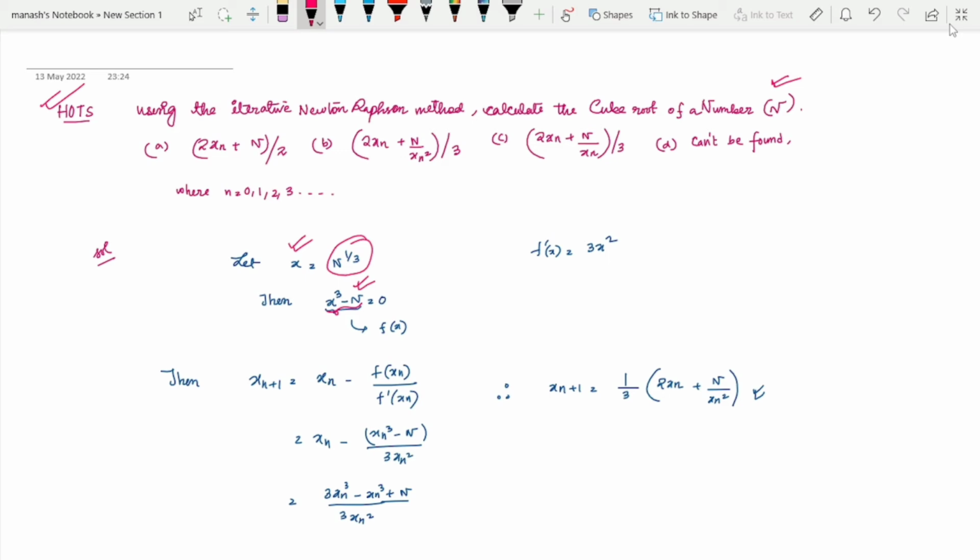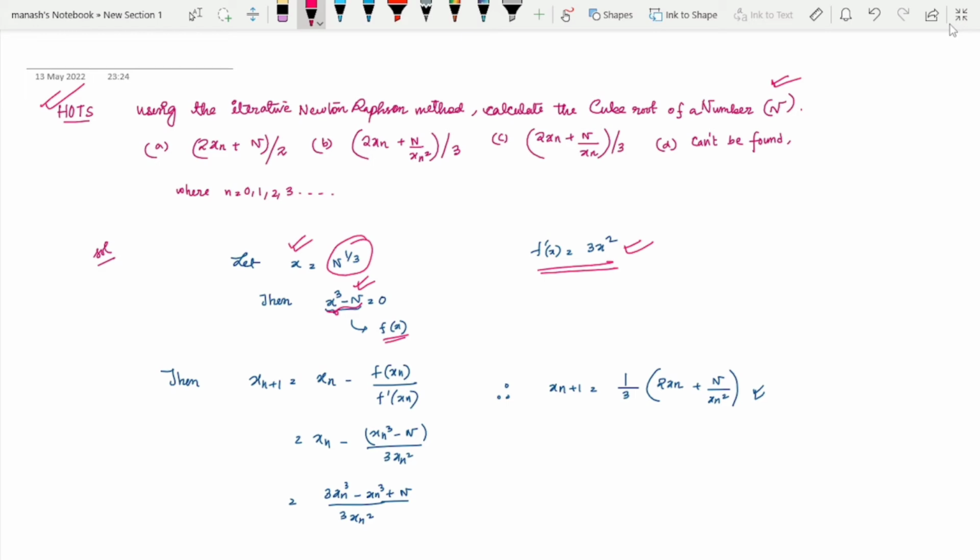This is the function, and this is the way to handle these types of questions. You have to find the function in this way, right? So this is the function. Now we have found the function. Now you have to find f dash x. It is 3x square, because there is x cube, n is a constant term, so differentiation of a constant term is 0. It is 3x square.